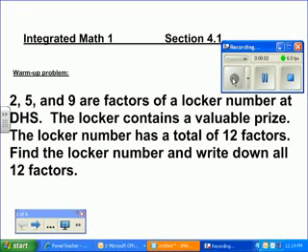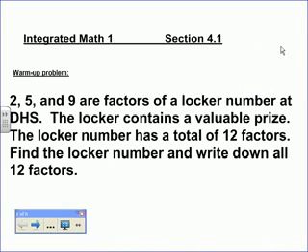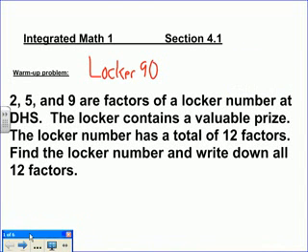Okay, so locker number 90 was the answer. That's right. And so your factors were 1 and 90. Actually, Jeff figured it out, but I had to write it down. I'll tell you what, guys, as part of your notes, because we're going to use this in the next example, I want everybody to write down the 12 factors of 90.